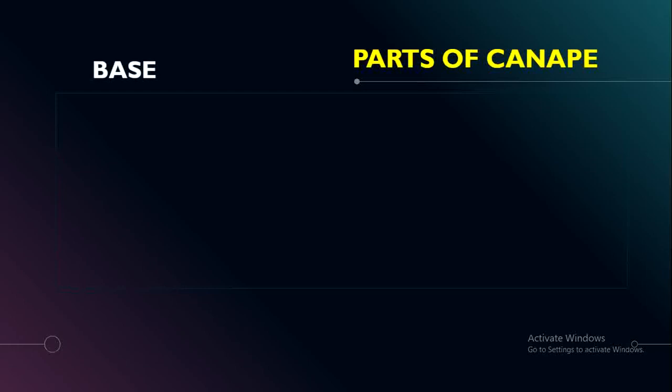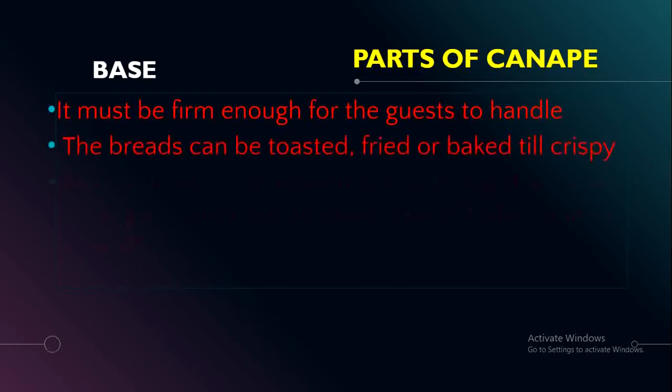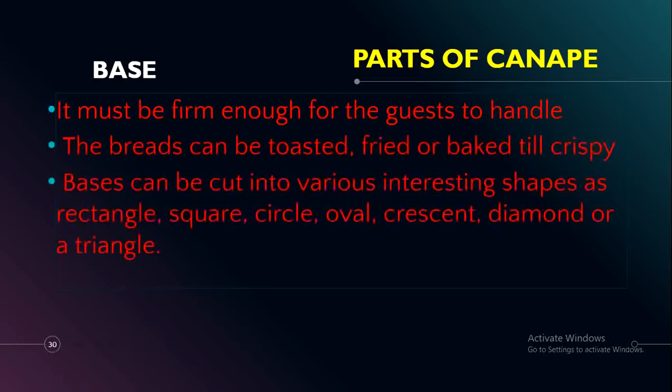So let's discuss the parts of canapes. First part is the base. It must be firm enough for the guest to handle. Base can be bread, biscuits, any kind of pie shells, or sometimes a vegetable slice can also be used as the base. So the first property is that it is firm enough for the guest to handle. It is taken by hand, and it is bite size. So it must be firm enough to handle.